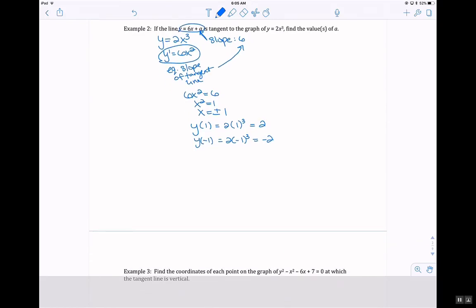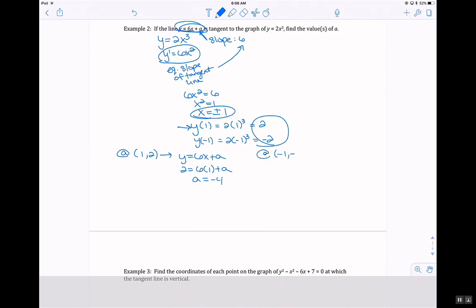So now I need to figure out what a is. I have now x and y coordinates. I have my plus or minus 1 and I have my plus or minus 2. So that means that at 1, 2, because that's the coordinate point that I found here, y equals 6x plus a turns into 2 equals 6 times 1 plus a. So a is equal to negative 4.